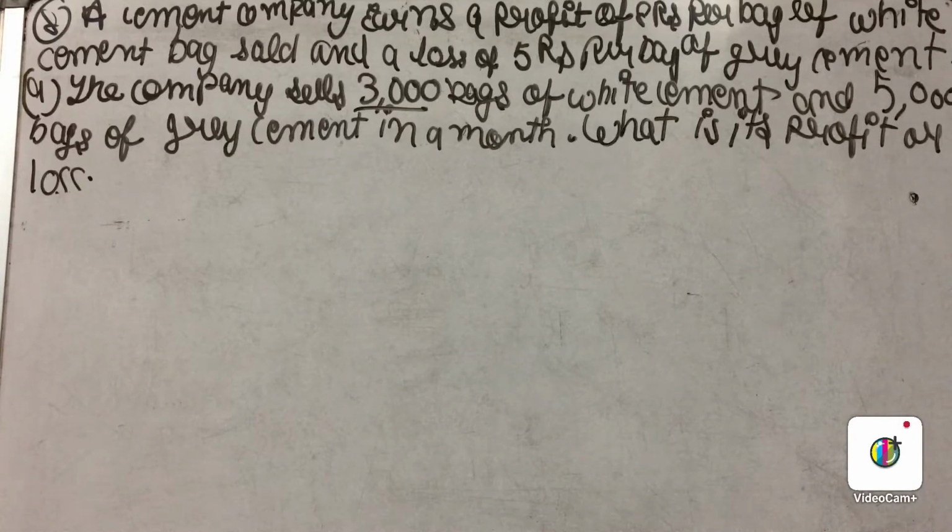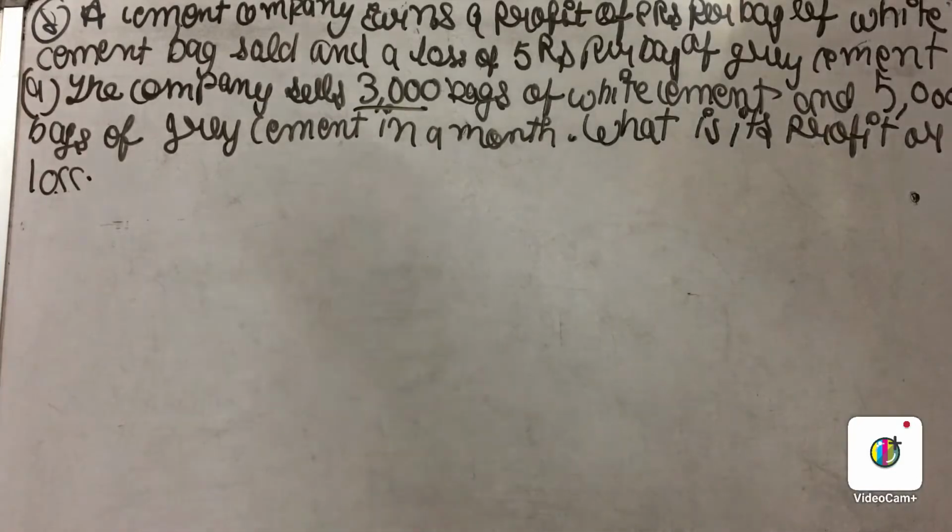So let us move to our first part, that the company sells 3,000 bags of white cement and 5,000 bags of grey cement in a month. What is its profit or loss? It is a very easy question. So let us just solve it.